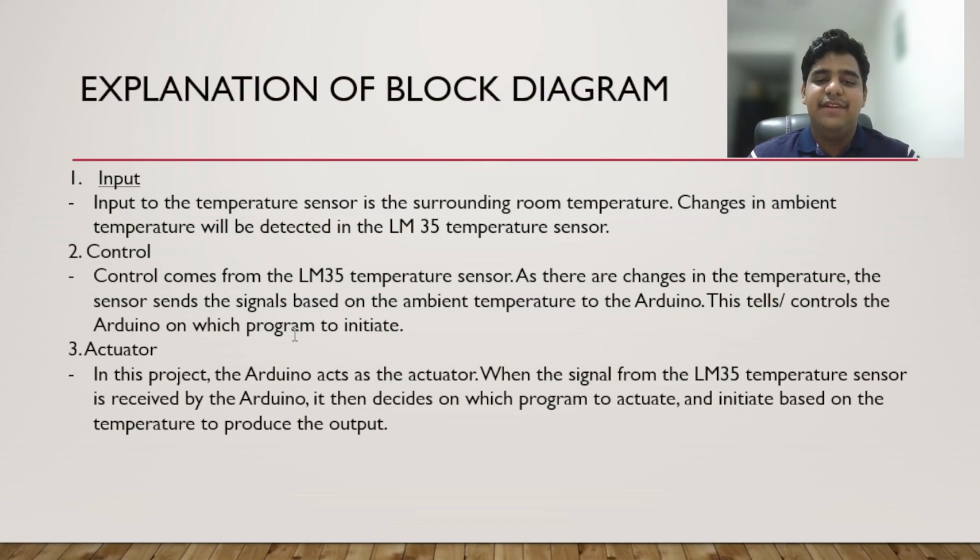Control then comes from the LM35 temperature sensor. As there are changes in the temperature, the sensor sends the signal based on the ambient temperature back to the Arduino. This tells or controls the Arduino on which program to initiate. Thirdly, in this project, the Arduino acts as an actuator. So when the signal is received from the LM35 temperature sensor to the Arduino, it then decides on which program to actuate and initiate based on the temperature and produce the output wanted.